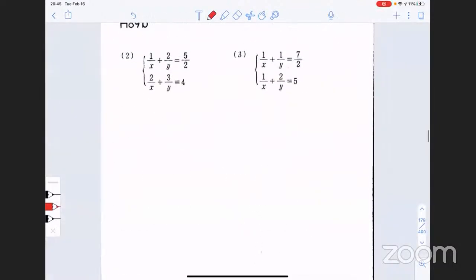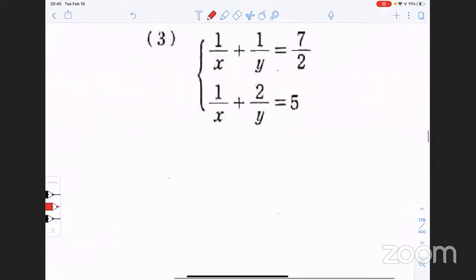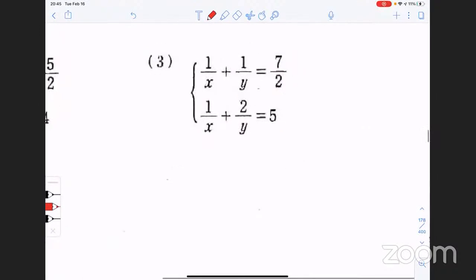Let's do another question right here. Let's do question number 3, actually. Let's do a little bit harder one. So again, I'm letting 1 over x be, in this case, I want to do a big X, and then 1 over y is equal to a big Y, just so that we can use different variables to represent different things.